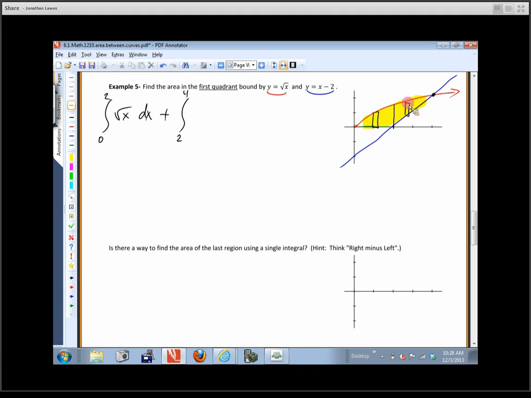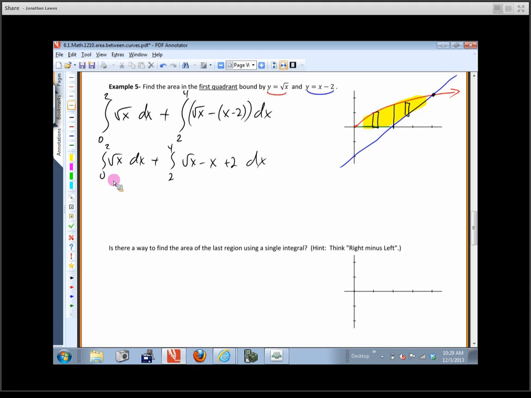Top, square root of x, minus the bottom. What's the bottom? And I would put that in parentheses because that's got more than one piece. There's the height of our rectangle. There's top minus bottom, and then dx. So what we're after is the integral from 0 to 2 of square root x dx plus the integral from 2 to 4 of square root x minus (x plus 2) dx. With me? Any questions? Okay, let's go through and do the calculations.